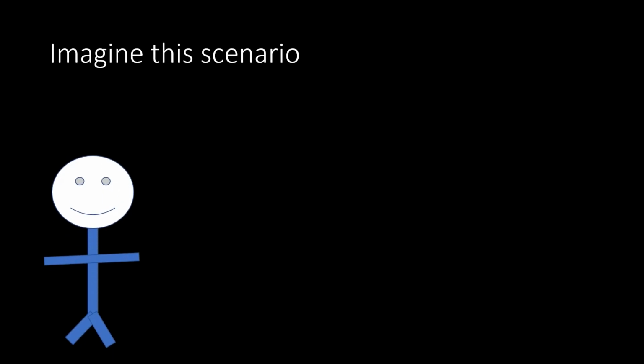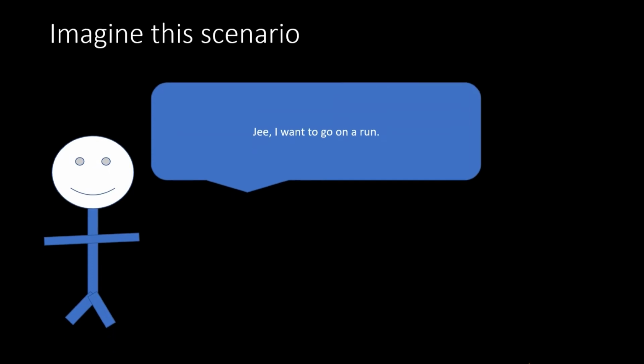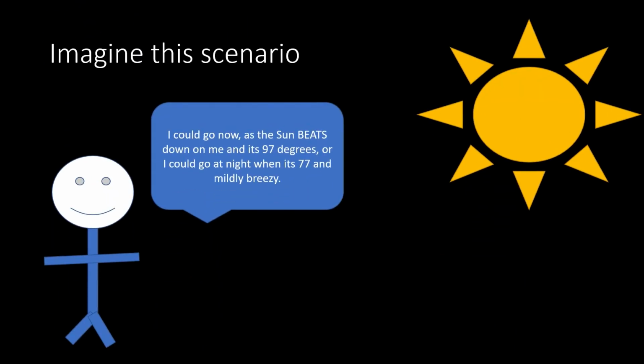Going over CAM photosynthesis. Before we do that, I'd like you to imagine this scenario. That's you right there. You want to go on a run right now. You could, but the weather right now is beating down because the sun is out and it's 97 degrees outside. Or you could go at night when it is 77 degrees and mildly breezy and you don't sweat as much.